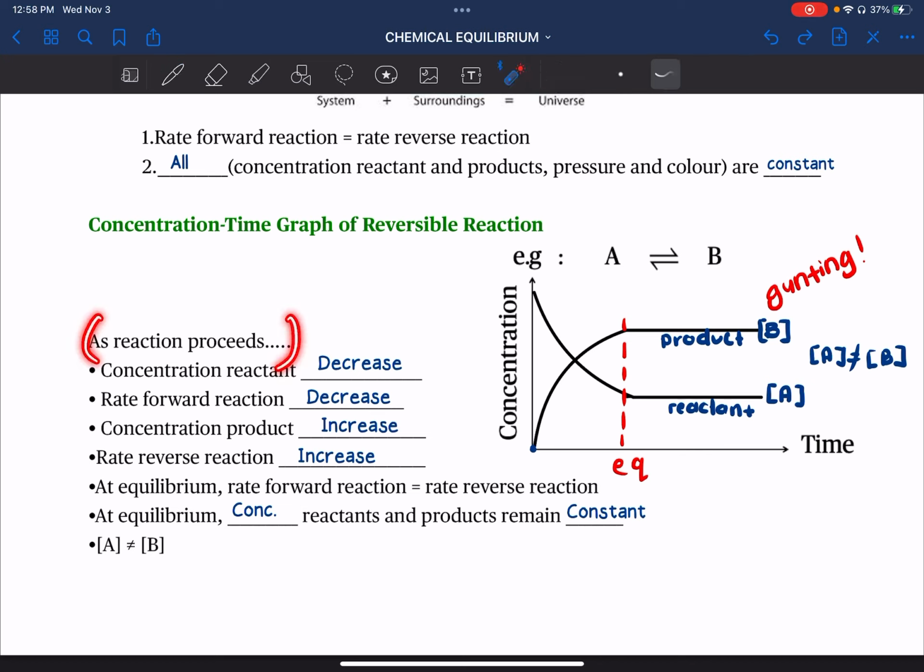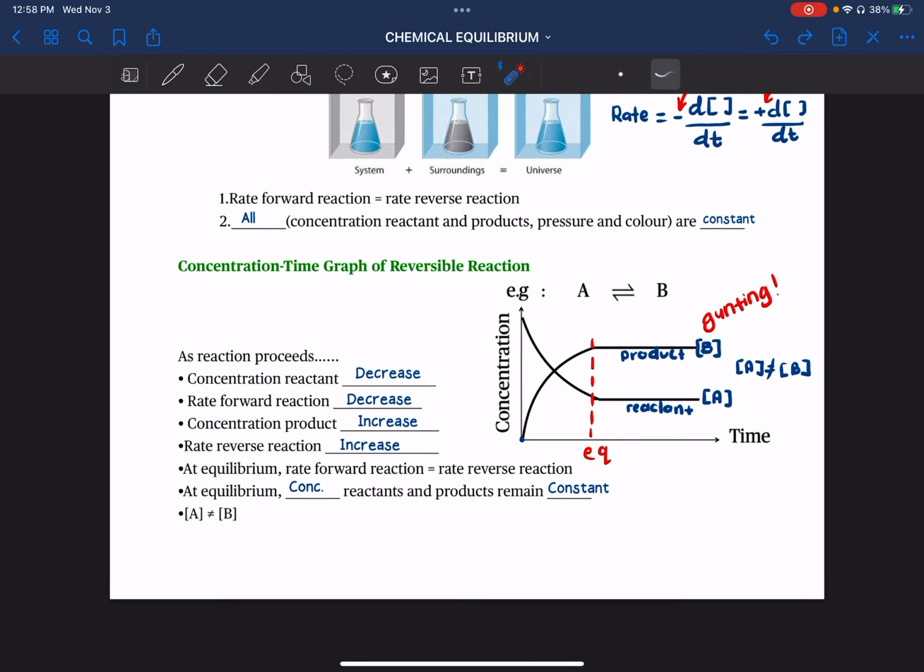So as reaction proceed, maksudnya semakin masa tu bertambah, concentration of reactant akan berkurang. Okay, this is the reactant. So concentration dia akan berkurang. Kenapa berkurang? Sebab dia nak hasilkan B. So rate of forward reaction decrease. Okay, rate of forward, kadar dia tu berkurang lah sebab concentration makin berkurang.